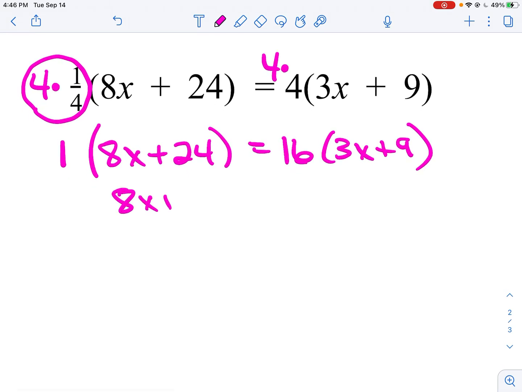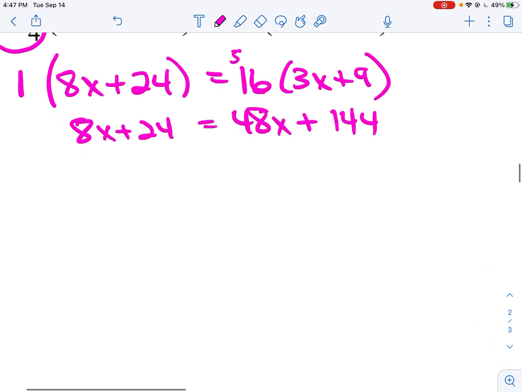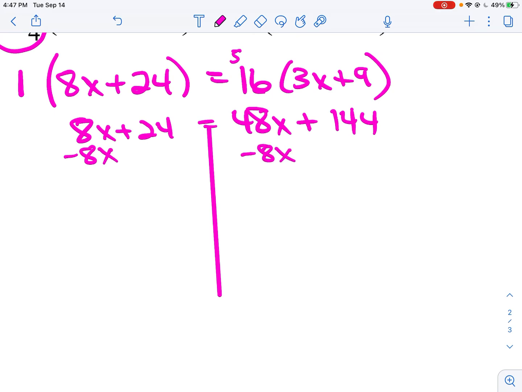So the left side is 8x plus 24. This is 48x plus 144. Okay, got to get the variables on the same side of the equal sign. So I'm going to move my smallest coefficient. I would get 24 equals 40x plus 144.